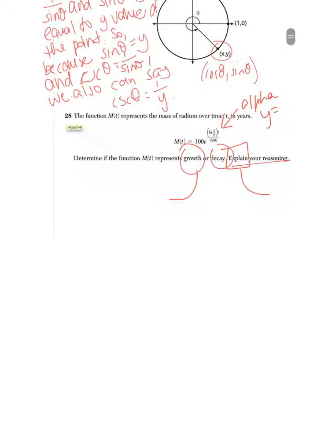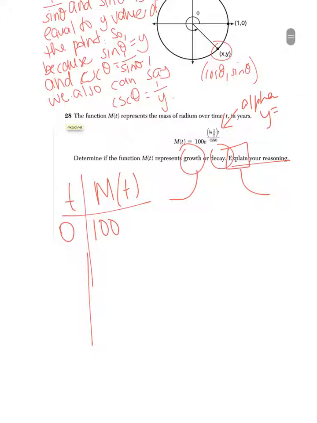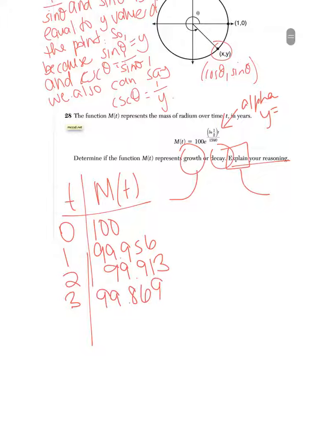And what you can do once you have that plugged into your calculator is you can list, remember this is t and m of t. So your x term is really t and then m of t. You can list some values in your calculator. So you can say 0, 100, 1 is 99.956, 2 is 99.913, 3, 99.869, and you could say 4 is 99.826. This isn't enough though for your work.